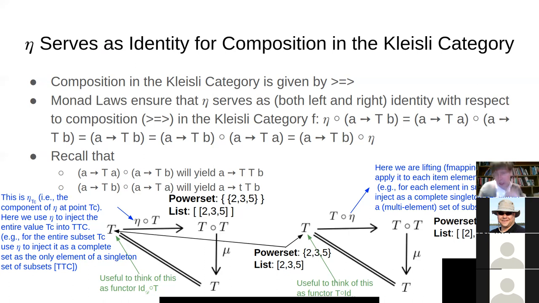And eta's job in life is to take in an element and inject it into the monadic domain. So eta here will take in 2, 3, 5, just like eta would take in 3 and produce a singleton list of just 3. Here it will take 2, 3, 5, the list, and create a list of just the list 2, 3, 5. So here we're applying eta to the entire value 2, 3, 5 as a list. That's the component of eta going from the list 2, 3, 5 to the singleton list consisting of just the list 2, 3, 5. And so this is what we get out. There we go. That's what eta does.